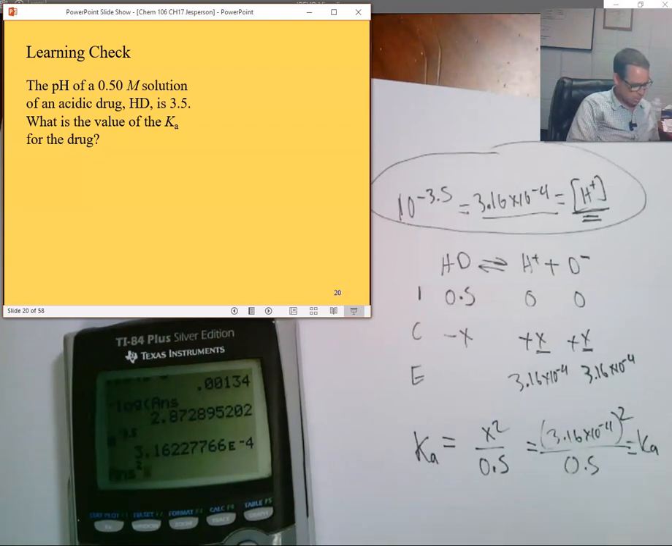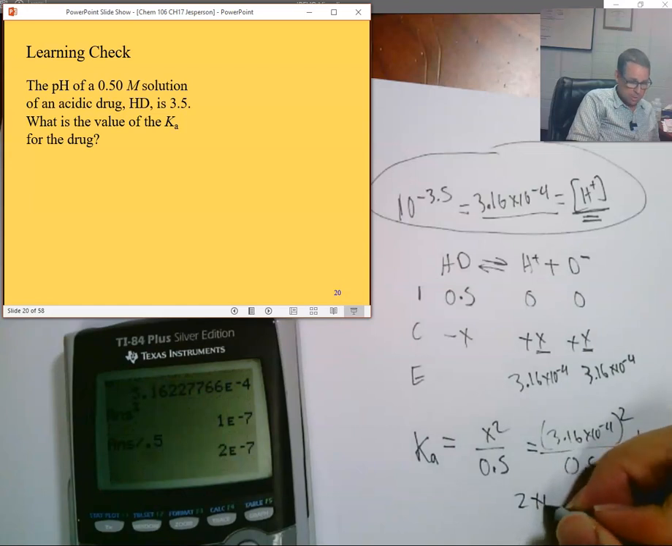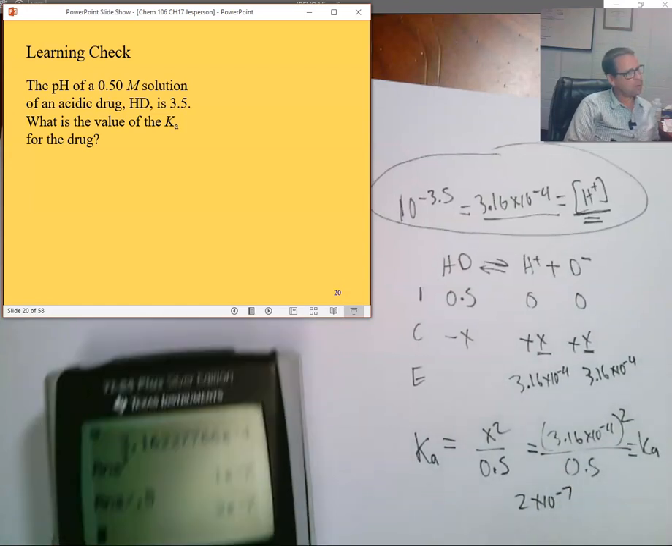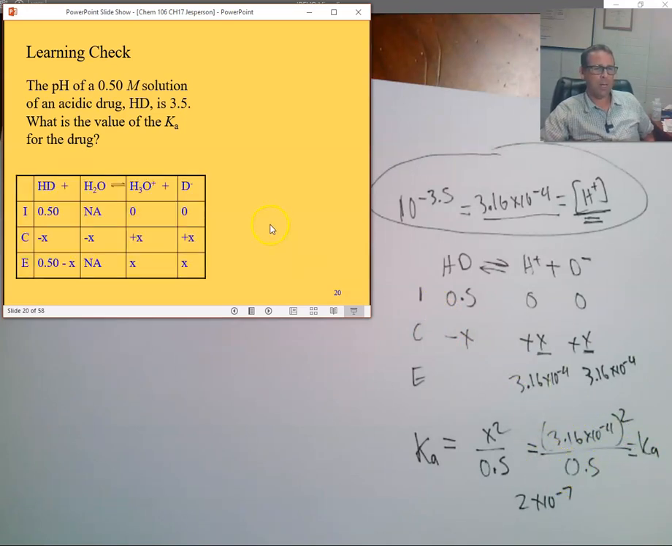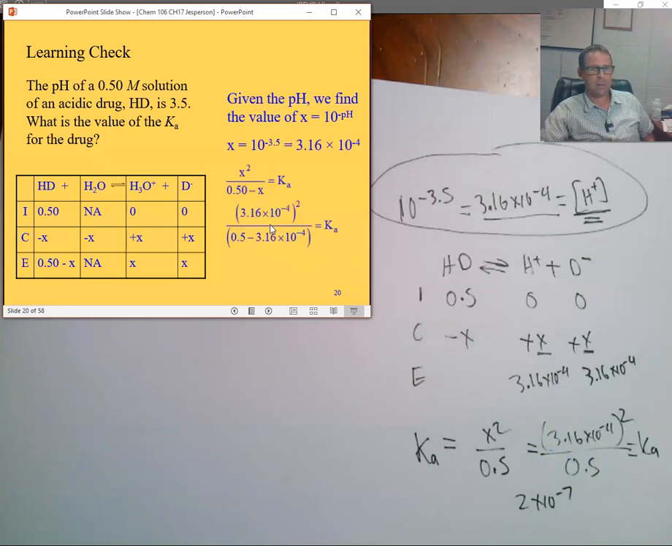So there's our X squared divided by 0.5. So I'm looking at 2 times 10 to the minus 7. Did I finish that up right, Sarah? Does that make sense? I think so. Did you understand that last part, do you think? Yeah. Okay. Great. Excellent. So 2 times 10 to the minus 7 is our answer.